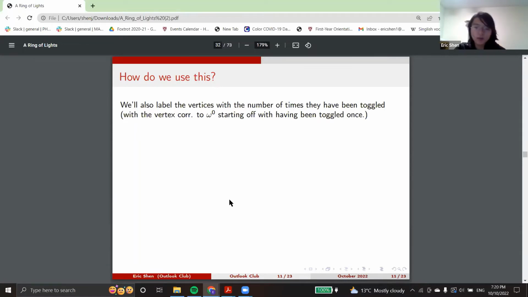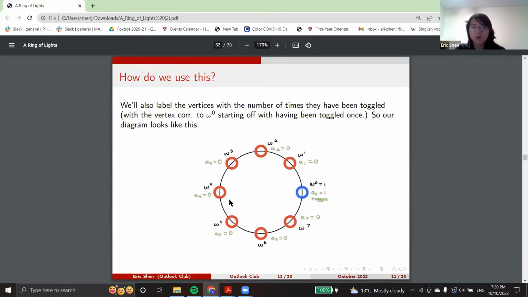We're going to attach to each light the number of times it's been toggled. For the light that's weighted omega to the 0, we give it a coefficient A0, which is the number of times it's toggled. When we begin, the blue light has been toggled once and every other light has been toggled 0 times. As you can see in the diagram, A1, A2, A3, A4, and so on are all equal to 0.